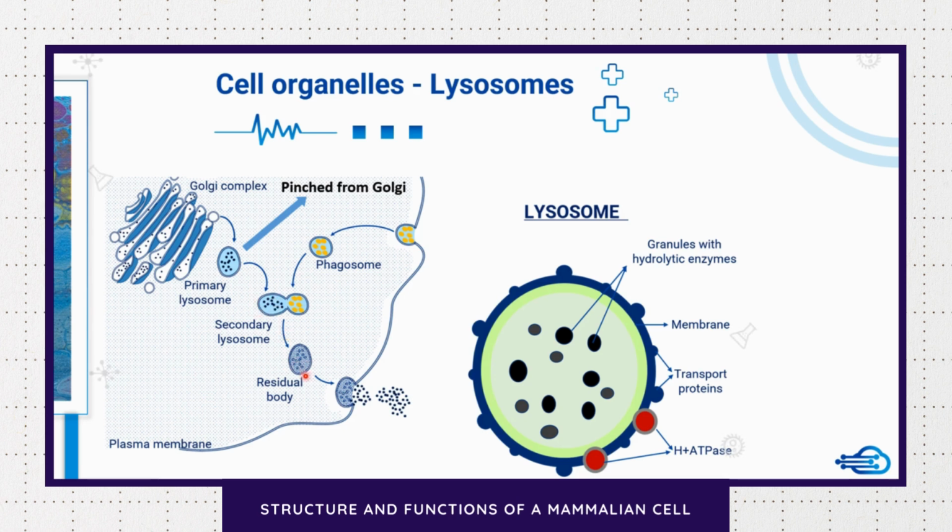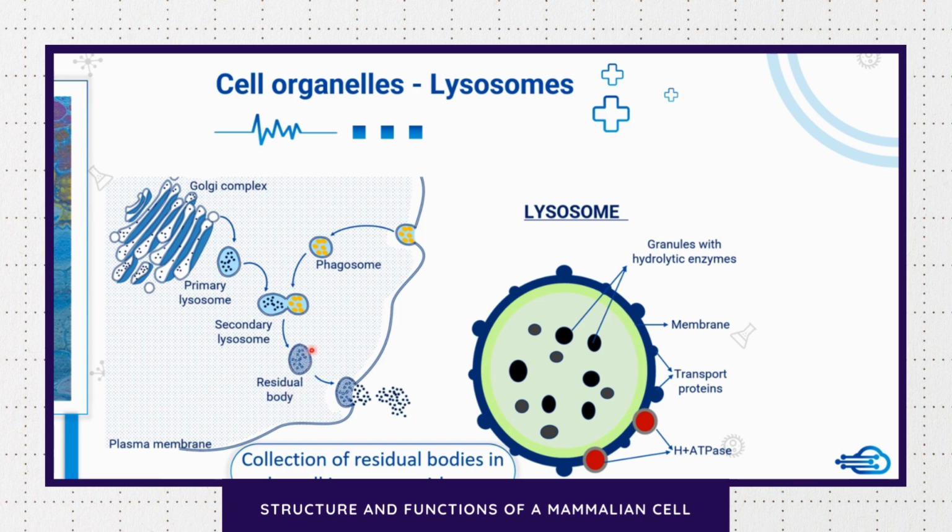Then this residual body needs to be thrown out of the cell by exocytosis. But these residual bodies start accumulating in the cell with age, and they are considered as wear and tear pigment and can be seen in many cells with age. Also, they are implicated in certain pathologies.